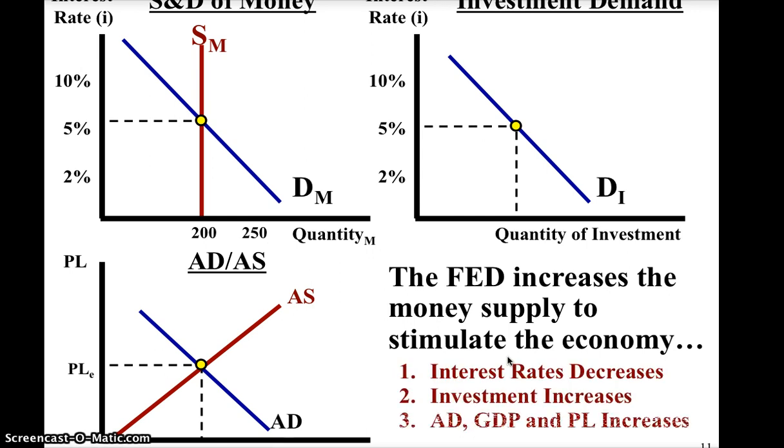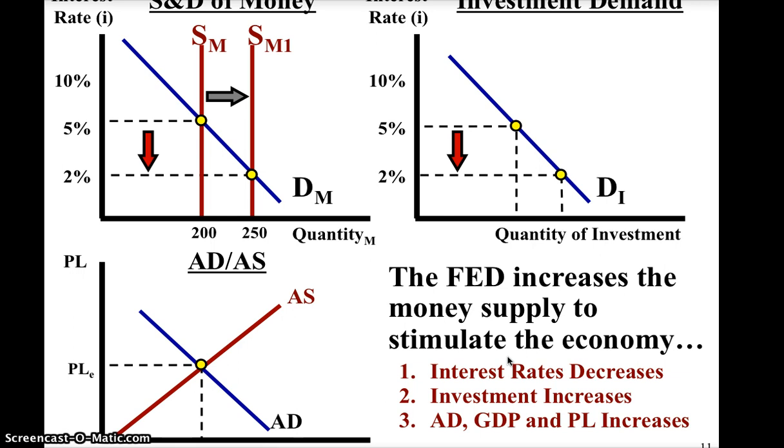Well, the interest rates will decrease, okay? Shown right here on graph number 1, supply and demand of money. That will cause the quantity of investment demand to increase, right? So there is an investment demand curve, and at 2% it's much higher, so you can see that. It's a movement along the curve, more investment, and eventually an increase in aggregate demand, helping to bring an economy out of the recession. This will increase GDP, and it will also increase the price level.